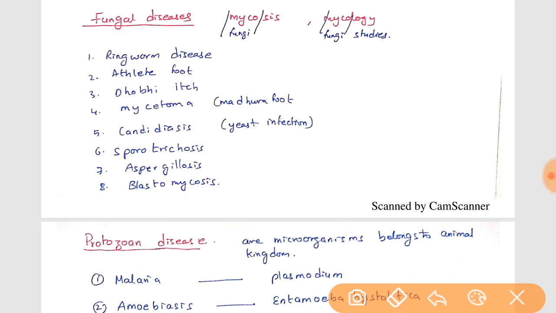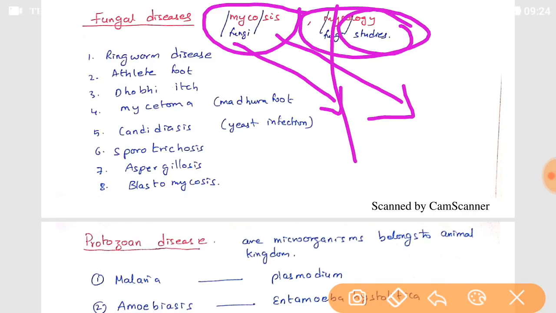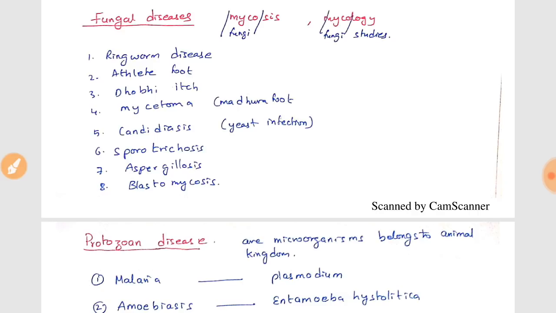Fungal diseases. What is fungal? Fungal caused diseases are called mycosis. Myco means fungi. Okay, friends, mycosis is fungal causing diseases. Mycology: logy means study, myco means fungus. Study of fungus is called mycology. Mycosis, fungus causing diseases are called mycosis.